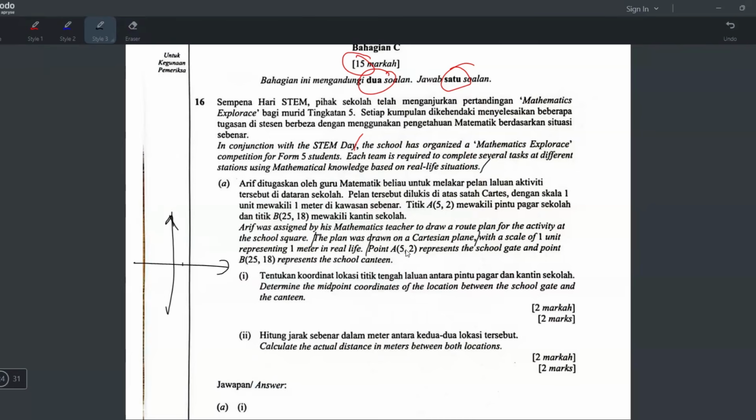Point A (5, 2) represents the school gate. Where's point A? I'm just gonna roughly put it like this. Actually, you don't have to draw this, but I draw it so that I can imagine the whole thing better. And then point B (25, 18) represents the school canteen. So B is way higher like that. Number one, determine the midpoint of the location between the school gate and canteen.